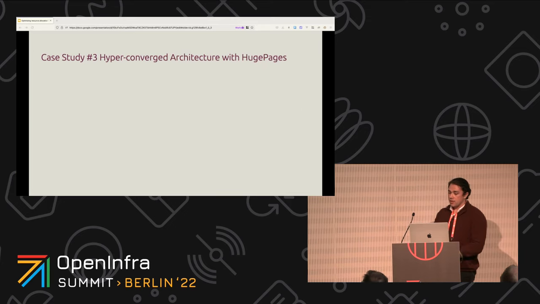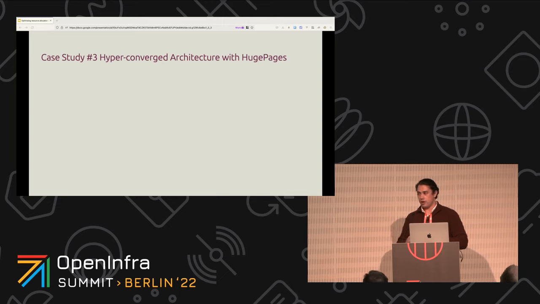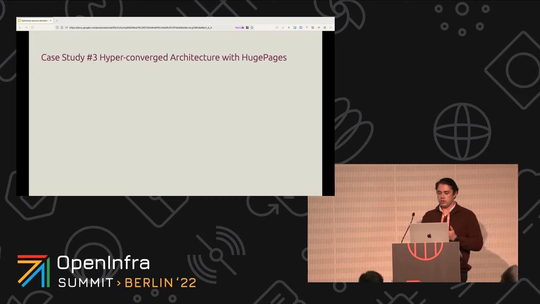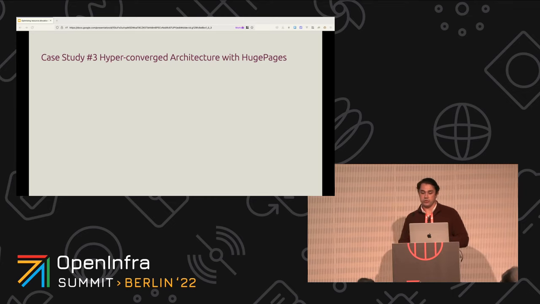Third case study was a recurring issue with a hyperconverged node, which was also using huge pages. The user presented with the following issues: creating OpenStack instances backed by huge pages frequently failed. Checking free memory and /proc/meminfo, it seemed like there were ample resources available for those instances to be deployed onto that infrastructure.